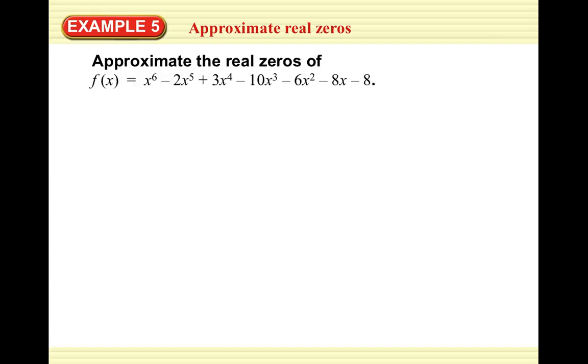All right, let's move on to example 5, approximating our zeros. As some of you have learned by using your calculator, you can solve for the zeros. You can solve for the roots using the calculator. So plug in the function x to the 6th minus 2x to the 5th plus 3x to the 4th minus 10x to the 3rd minus 6x squared minus 8x minus 8. Same function as in the last example.